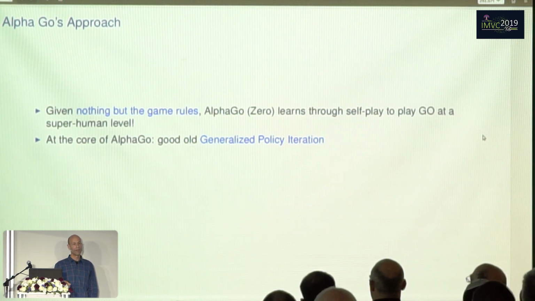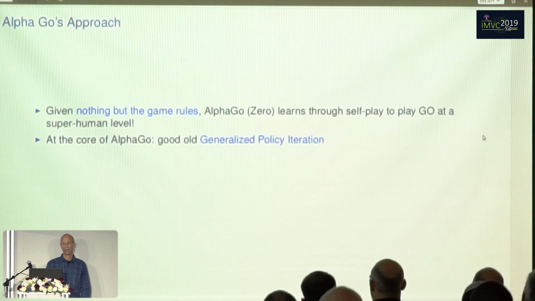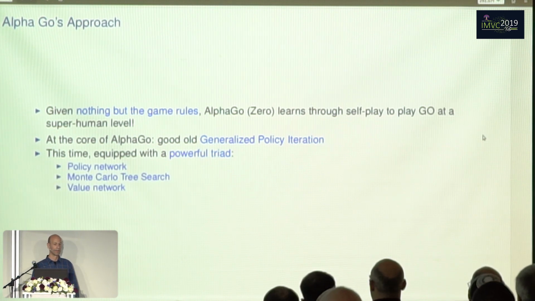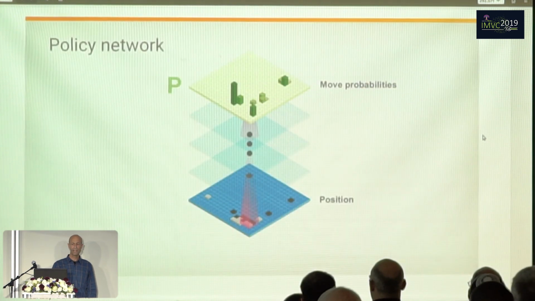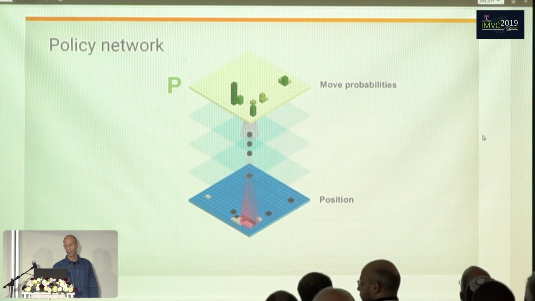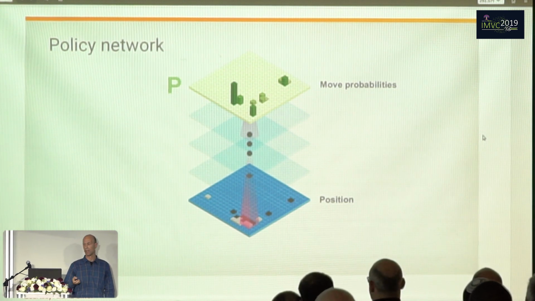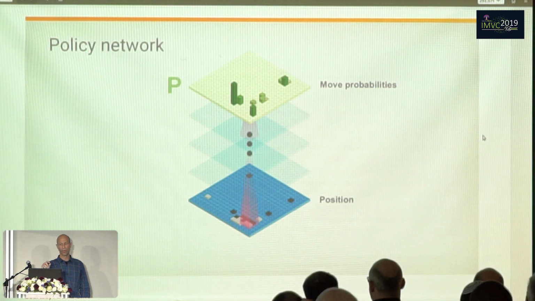And if we look at the core of AlphaGo, we find again the good old generalized policy iteration, but this time equipped with a powerful triad of policy network, Monte Carlo tree search, and value network. A policy network is a neural network that gets the board state as an input and outputs a probability distribution over possible actions. At the top, you can see different probabilities for putting stones in different locations.